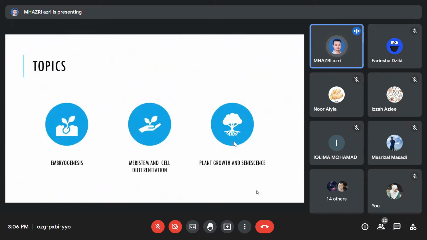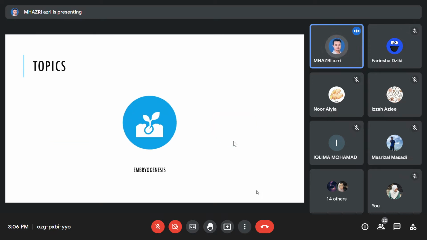Because plant physiology will discuss basics of foundations knowledge on plants. So later untuk kelas-kelas macam genetics, seeds ataupun plant nutrition, you have a basic knowledge about that subject that you have learned in plant physiology. So for today we will discuss 3 topics which are embryogenesis, meristems and cell differentiations, plant growth and senescence.